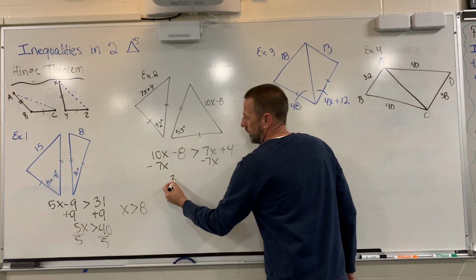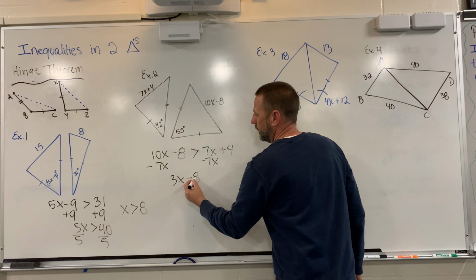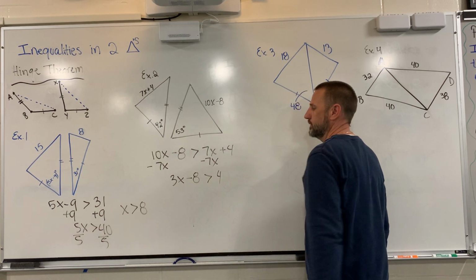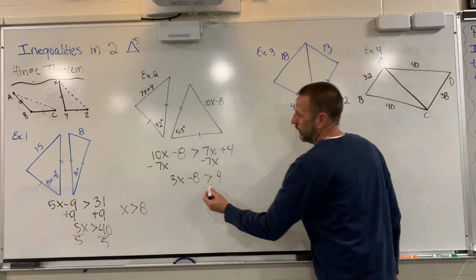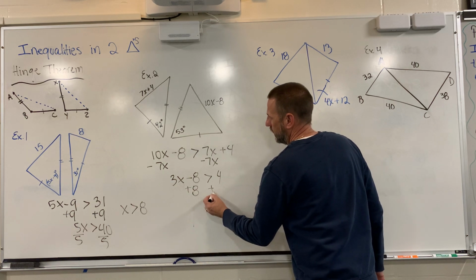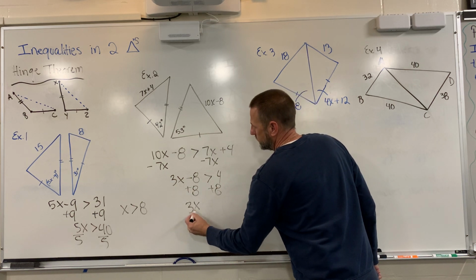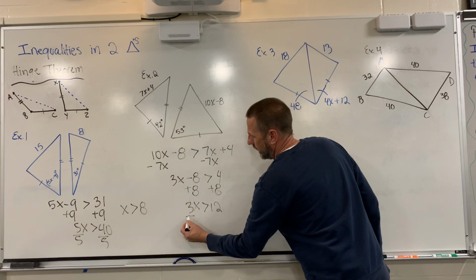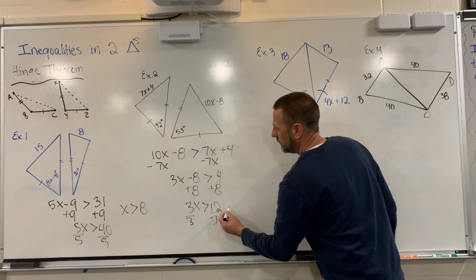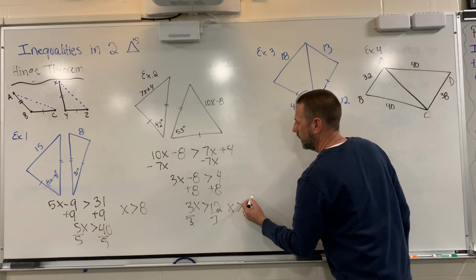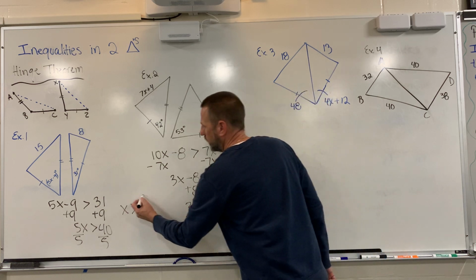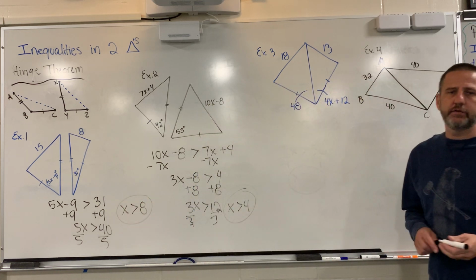I don't care which one's on the left and which one's on the right, just get rid of whatever variable is smaller, and in this case, it was the 7x. All right, well, if I add 8, I get 3x greater than 12, divided by 3, x is greater than 4. So for any number greater than 4, I will have a true statement.